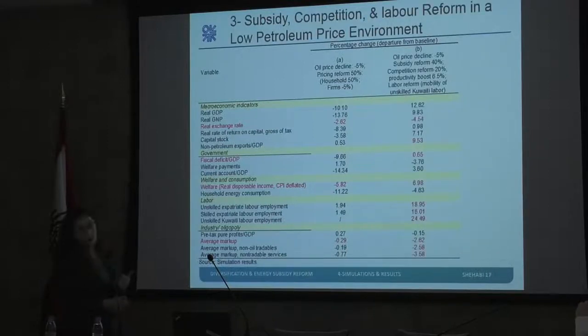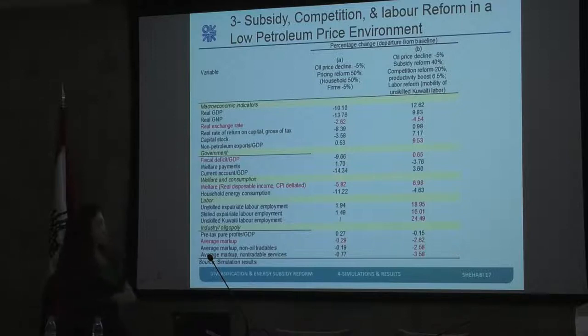So what I ended up doing here is imposing competition. I took the exact same shocks that I had before, energy pricing reform and oil price shock, and then I added competition reform, so the government can basically force oligopolies to reduce their collusion. Also a productivity shock, and also I allowed, obviously very politically sensitive, but I imagine that we can let unskilled Kuwaiti labor leave the public sector and move to more competitive wages and jobs in the private sector.